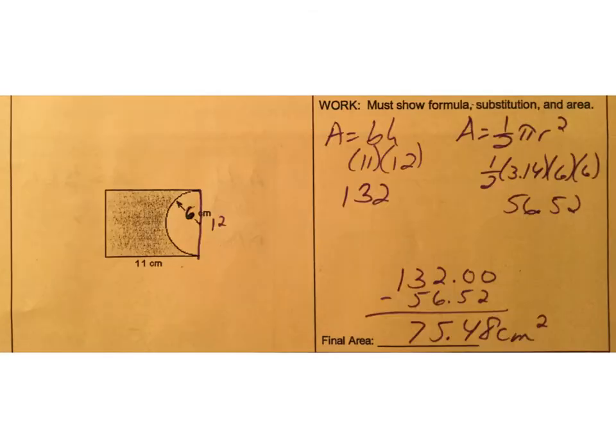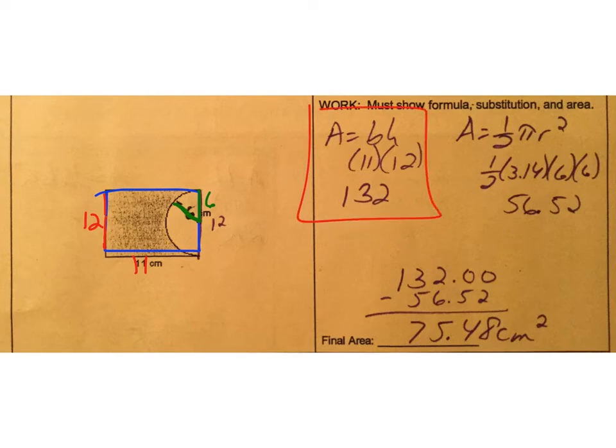Okay, area of the large, and then it has that half circle chunk taken out of it. So the area of this large rectangle. Now you got to identify the pieces. This right here is 6, and that would be the radius right there of 6. So all the way across would be 6 plus 6 more, and that is a 12 by 11. So 11 times 12, 132.